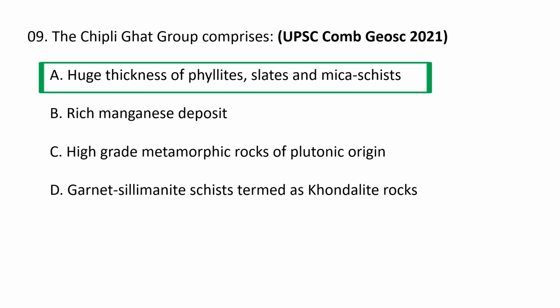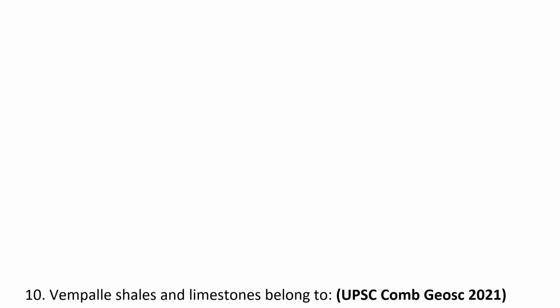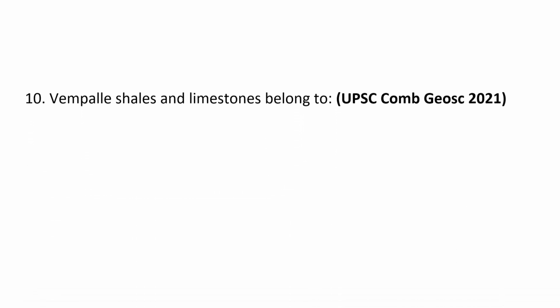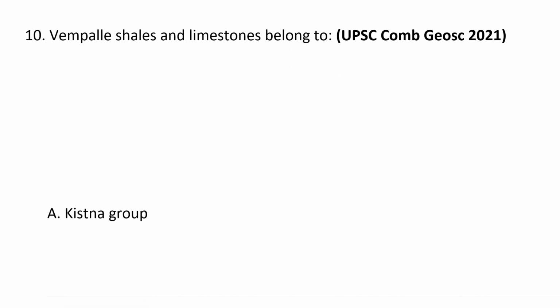The Chilpi group has undergone low-grade metamorphism of greenschist facies and comprises feebly metamorphosed conglomerate, phyllite, quartzite with local occurrence of carbonates, cherts, and then uraniferous phyllite, banded iron formation, banded hematite quartzite, banded magnetite quartzite, and iron-rich horizons. Next question. Vempalle shales and limestones belong to A.